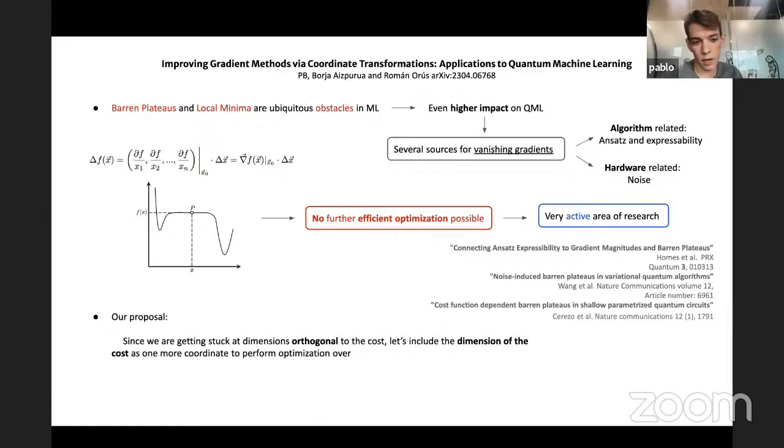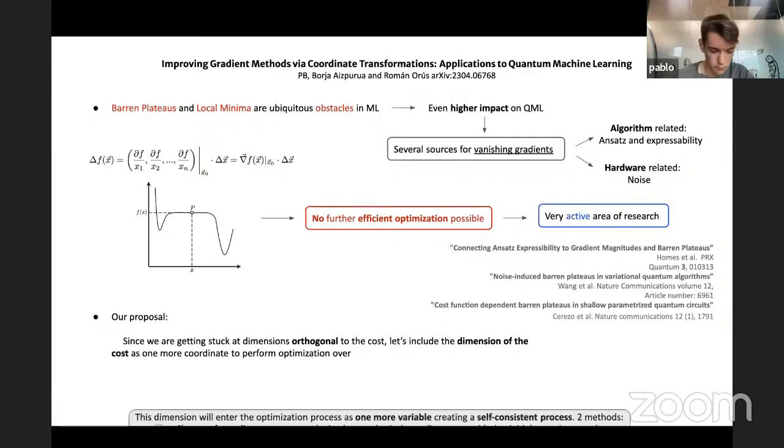So I think it's a promising approach. The thing is that we are getting stuck at dimensions that are orthogonal to the cost, right? The cost function is always an orthogonal dimension to our independent variables. So maybe we should find a way to move through this dimension, the cost function, as one more coordinate to perform optimization over.